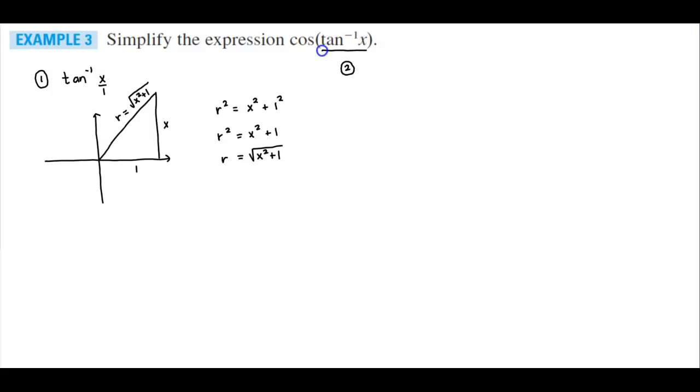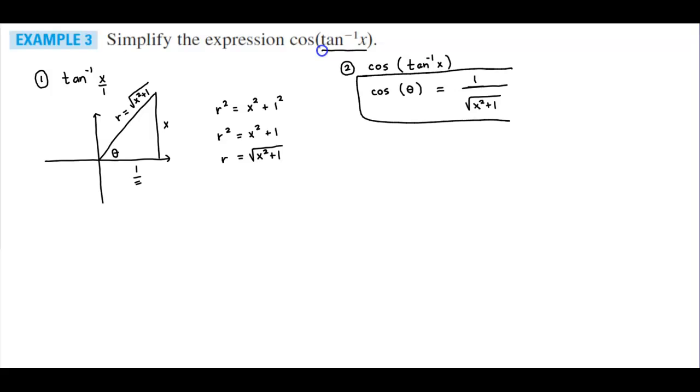Okay, now we're going to evaluate, because angle theta is what tangent inverse of x is. So we have the cosine of the tangent inverse of x. And so what we want to find is, what is the cosine of that angle theta? Well, the cosine is taking the value of x and dividing it by r. Well, the value of x is 1, divided by the value of r, which is the square root of x squared plus 1. So therefore, there is our solution.